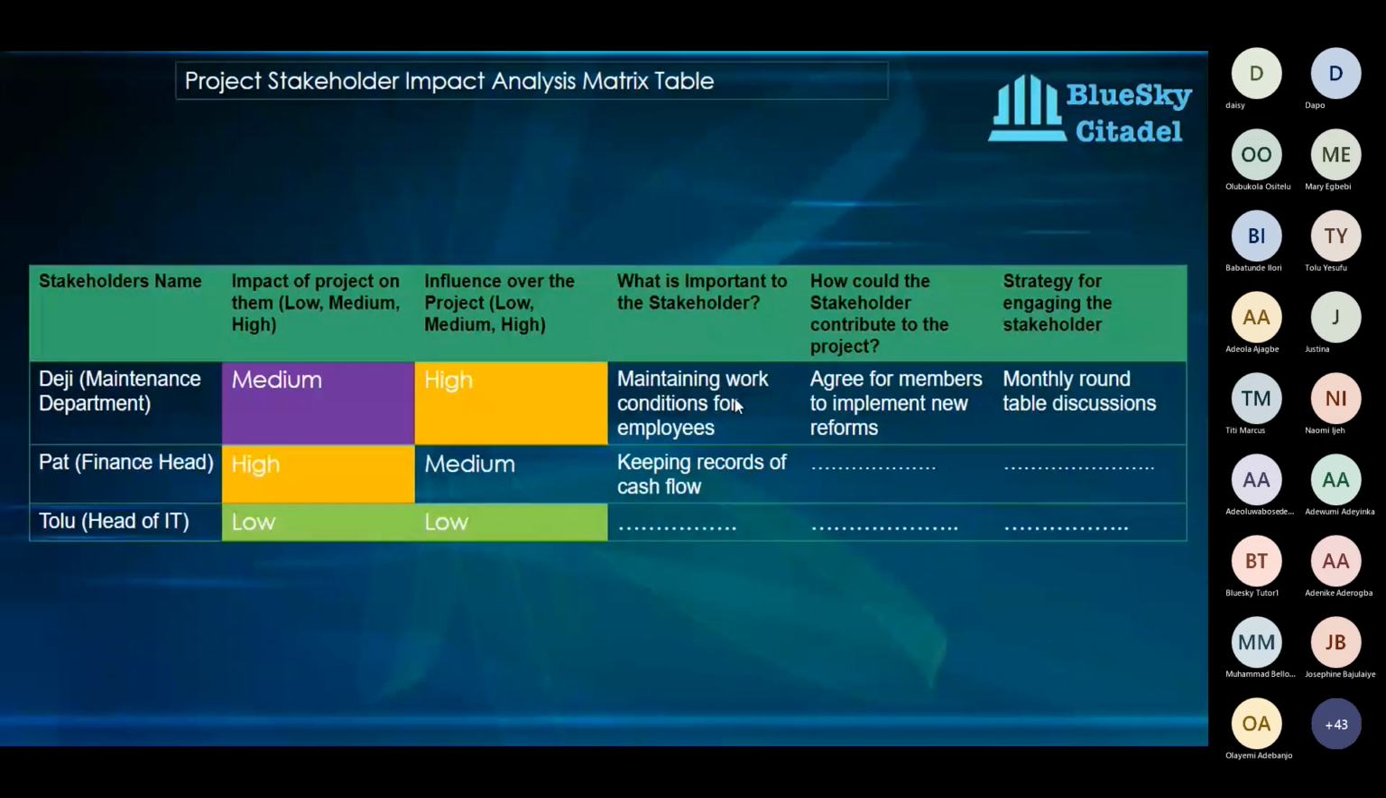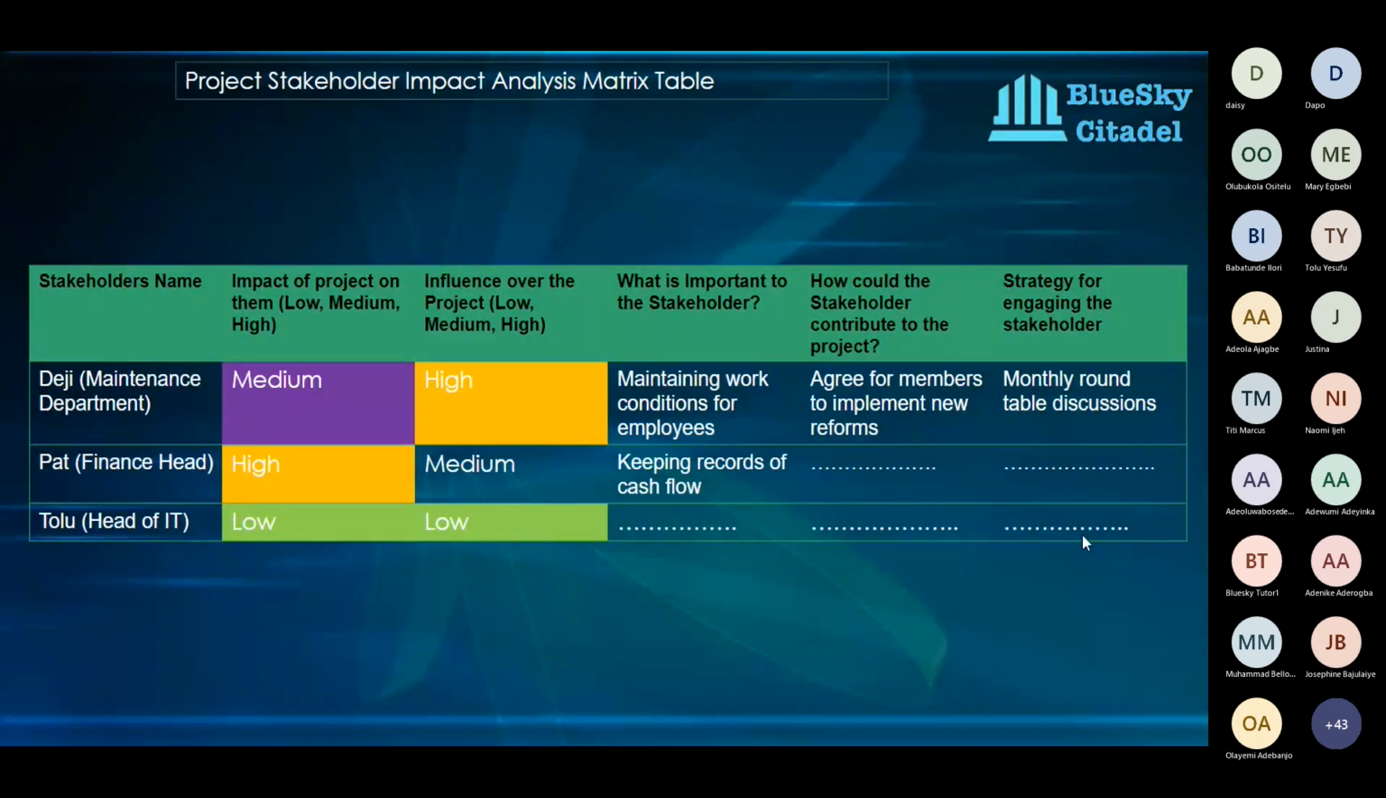How could the stakeholder contribute to the project? You analyze that: how can Tolu, how can Pat, help contribute to the project? This is an example, but you're basically using this table to analyze in detail, which helps with communication. When you want to communicate with the stakeholders, you want to make sure, like I said earlier on, you're communicating with the right stakeholder and asking the right questions. Now, the strategy for engaging the stakeholder, you have that here already: monthly roundtable discussions with DG. Pat prefers emails. Tolu prefers weekly discussions via Teams or Zoom.